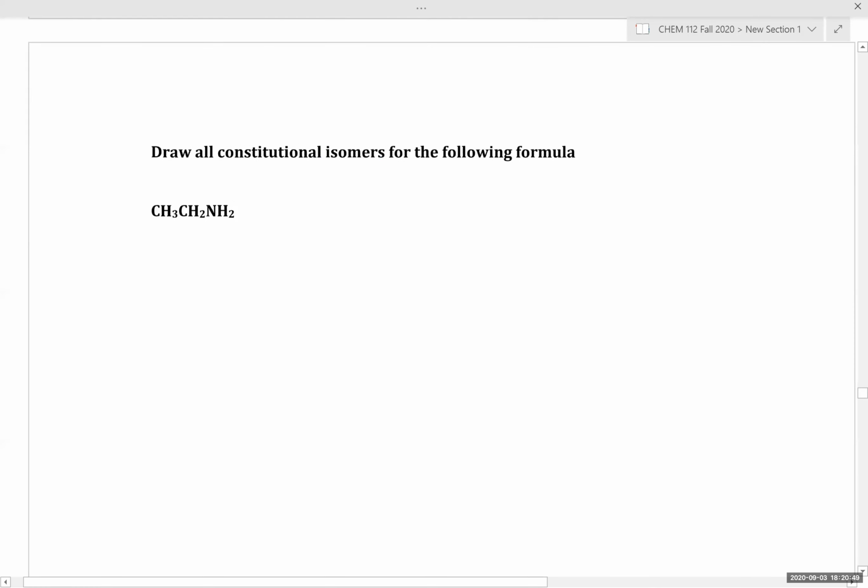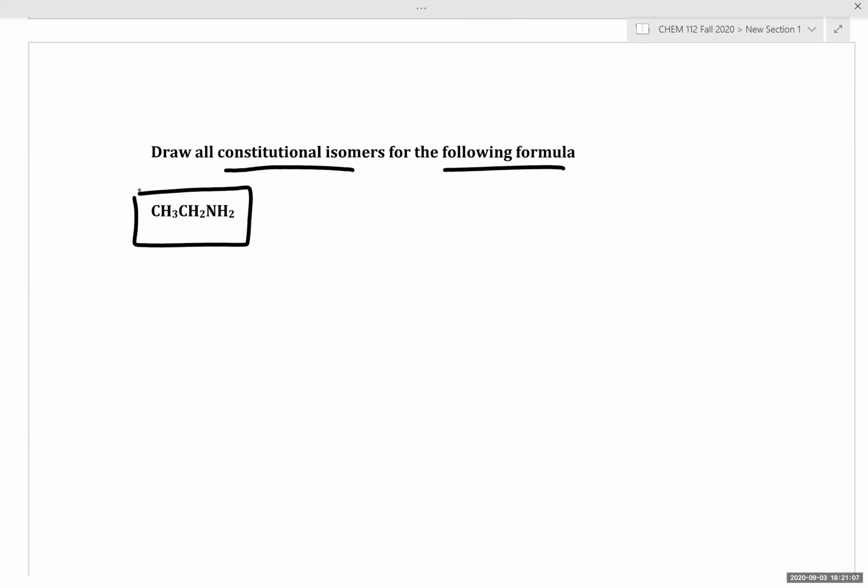So, as our last example for this first session portion, I'd like you to try drawing as many constitutional isomers as possible for the following formula: CH3CH2NH2. And to help you with this, I'm going to teach you a little trick where when you look at a formula, you can calculate what is known as degree of unsaturation.